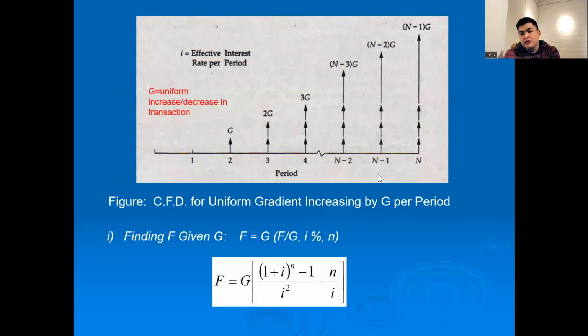Okay, to illustrate, kailangan nyo lang matandaan na ganito yung itsura. We will have a variable G with an incrementing amount. And take note, no? Wala siya at the end of year 1. And kagaya ng mga formula natin for present worth, sa mga future natin, ito yung mga formula.